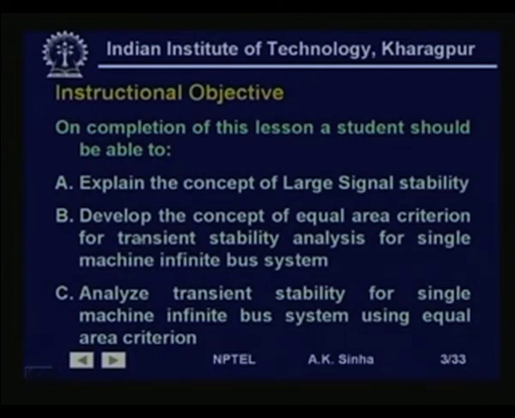So, develop the concept of equal area criterion for transient stability analysis for single machine infinite bus system, and you would be able to analyze transient stability for single machine infinite bus system using equal area criterion. That is, we will work out some problems on this, and since you would know how to solve this, you should be able to analyze any other system as well.